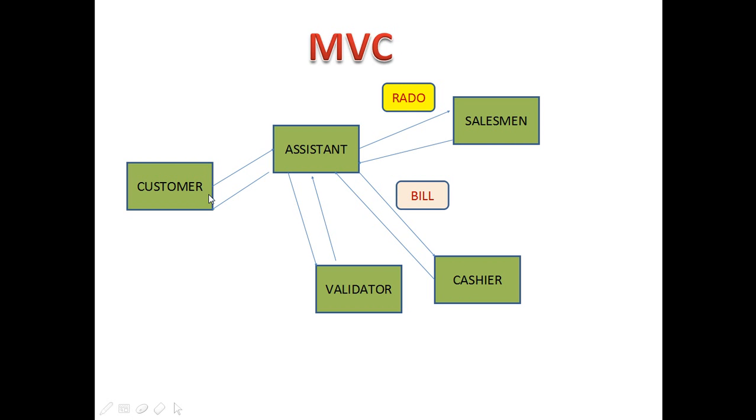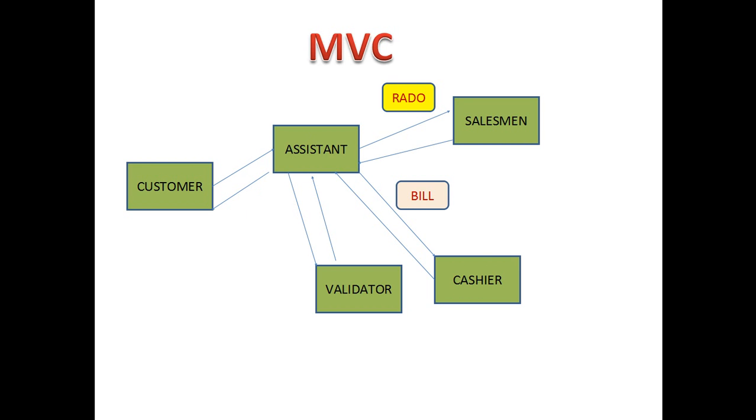First, I being the customer approach the assistant, who asks me to validate, and when the validation has been successfully done, I am allowed to shop. Now the assistant assists me in approaching the salesman where I can find different watches. So I purchased this Rado watch, this very cool watch, and then the salesman again comes back with the watch to the assistant.